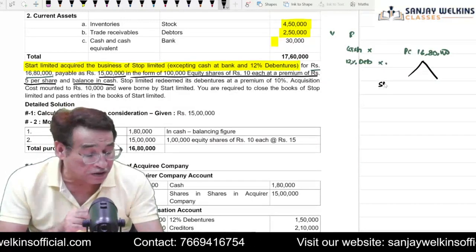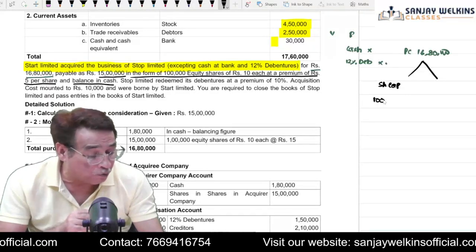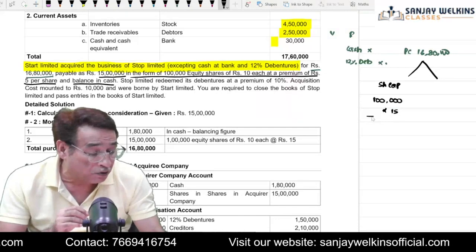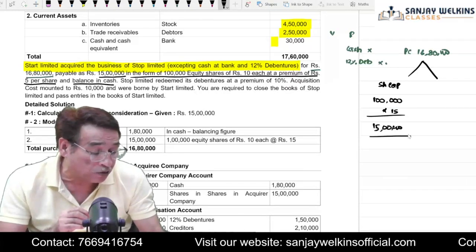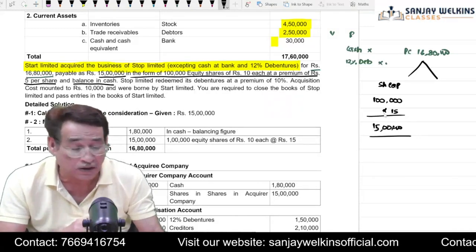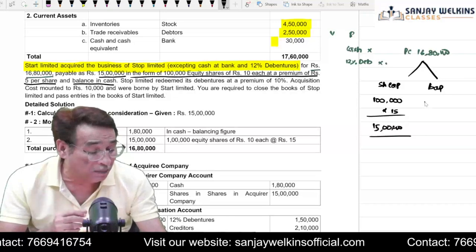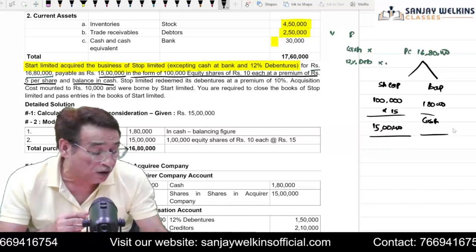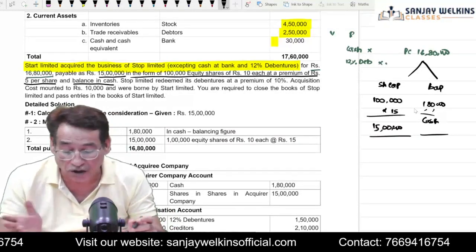It is given purchasing company will issue share capital. Purchasing company will issue 1 lakh shares of ₹10 each, but at the rate of 15. So that means total 15 lakh worth of amount will be discharged by purchasing company by way of shares. And balance, what is the balance? Balance in cash. So balance amount is 1,80,000, and that will be delivered by way of cash. This is a scenario which is given in this particular question.